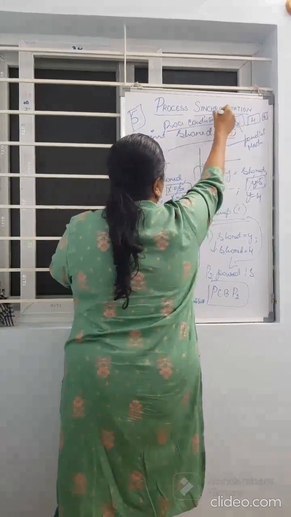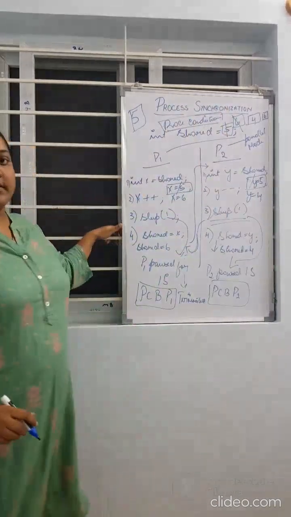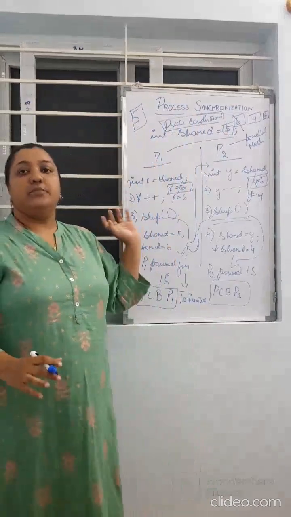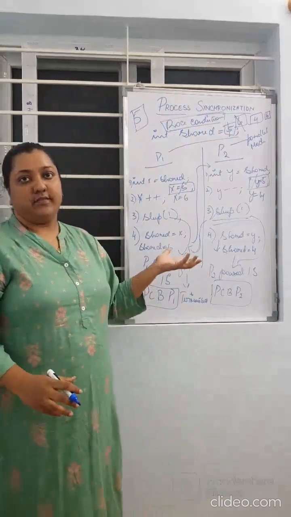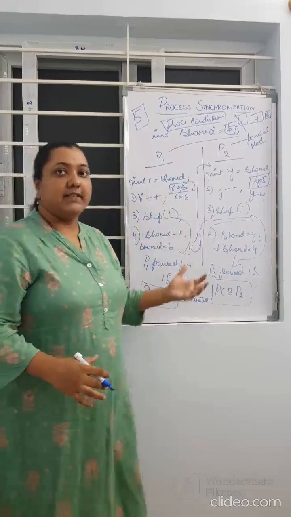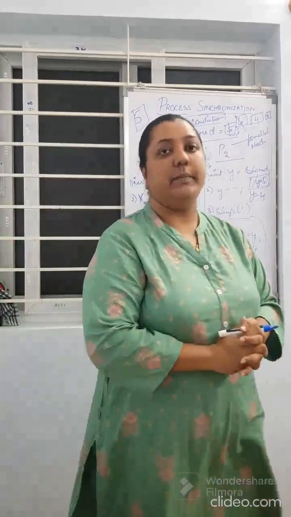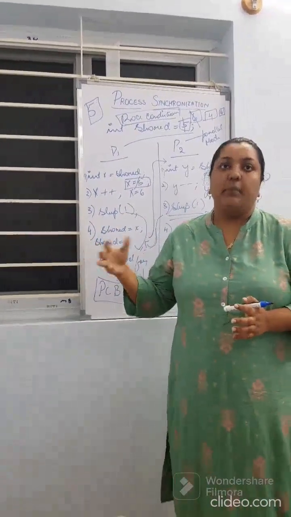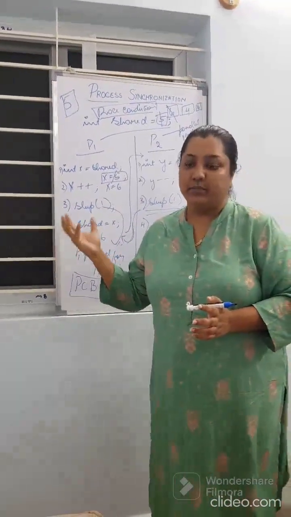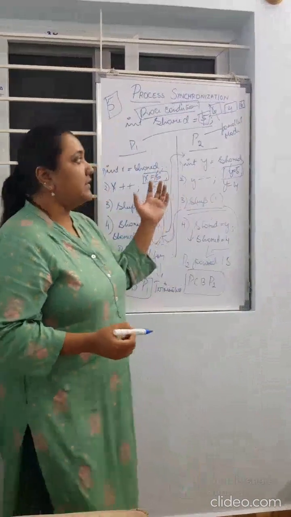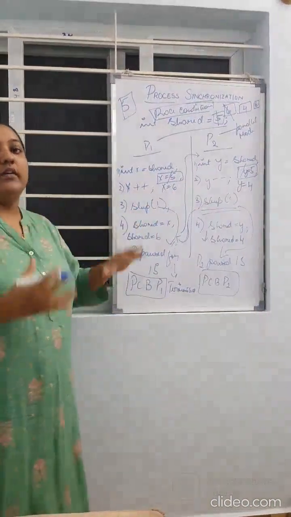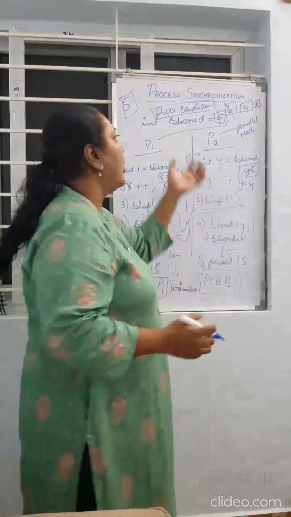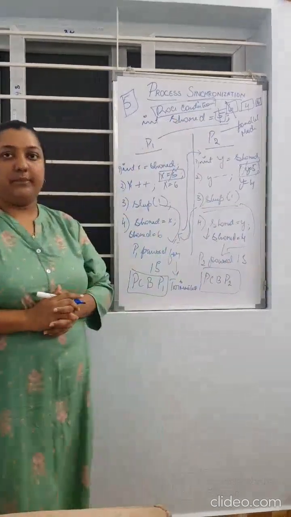This is called a race condition, and this is the reason why we need process synchronization. This process synchronization problem can be solved by making use of semaphores, locking methods, the Peterson solution, and so on. This is the reason why we need process synchronization in a cooperative process. Thank you.